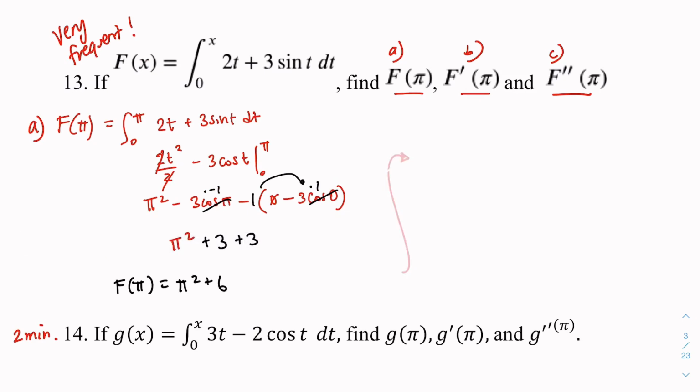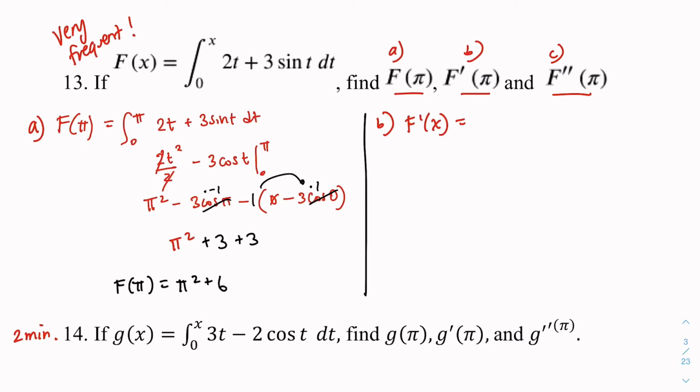Okay, and the key to getting that answer there was just plugging it in because we already had f of x. So we took the integral and then plugged in. There's nothing fancy going on here. Let's go to the second part. Part B says find f prime of pi. So first we should find f prime of x.